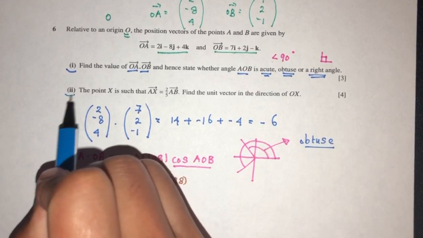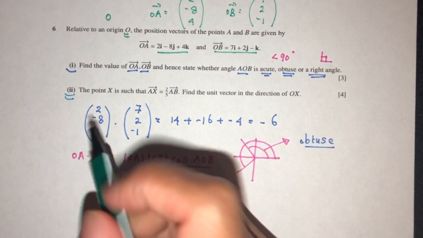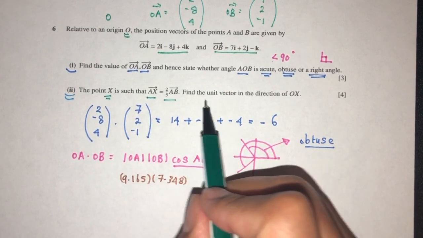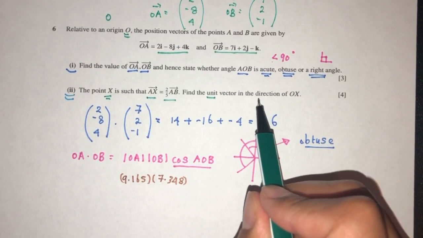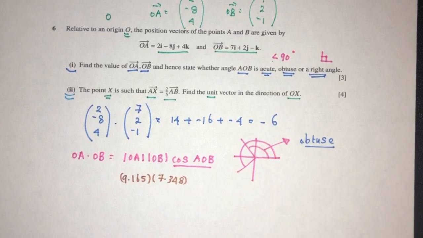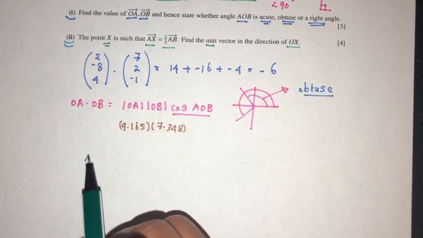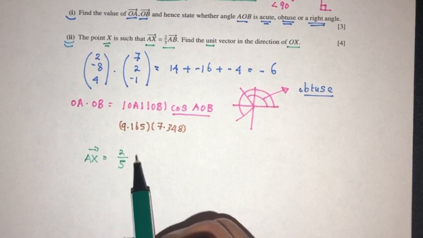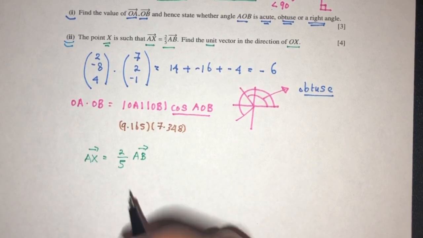Now part 2. The point X is such that we have this equation. Find the unit vector in the direction of OX. So first we have to find OX, but we have to use this: AX is equal to 2 over 5 AB. So first we can find AB.